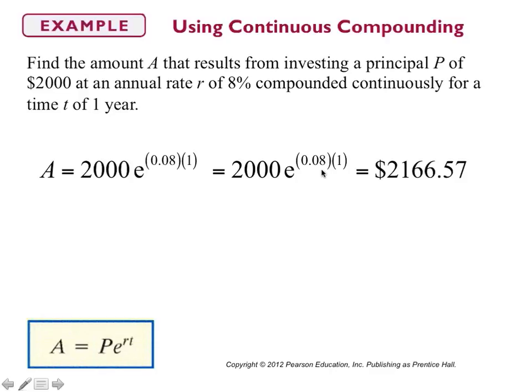I'm not sure why this was written again. This is the same as this. But if you plug this into your calculator, you need to use your E button. Then you raise it to the power of 0.08 and multiply by 2,000. You should get $2,166.57. So hopefully you were able to get that.